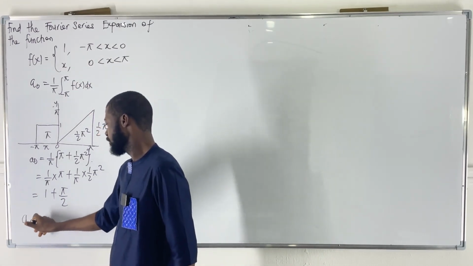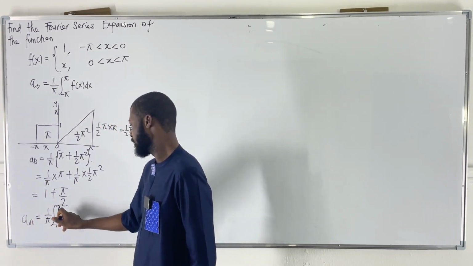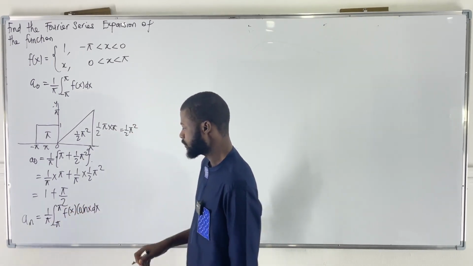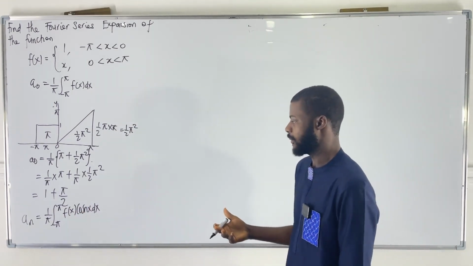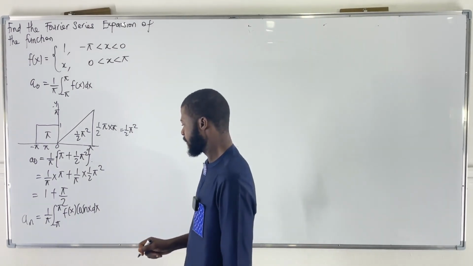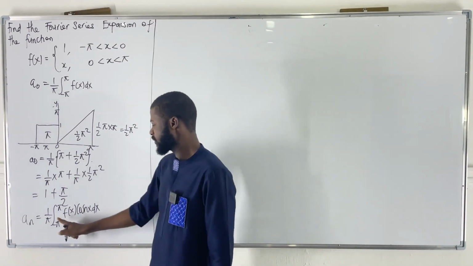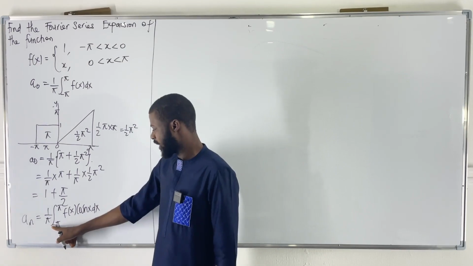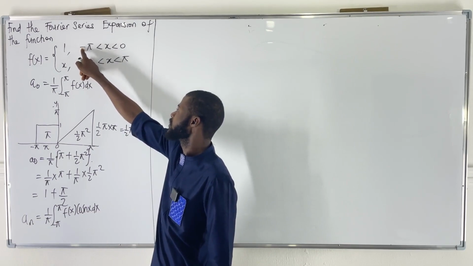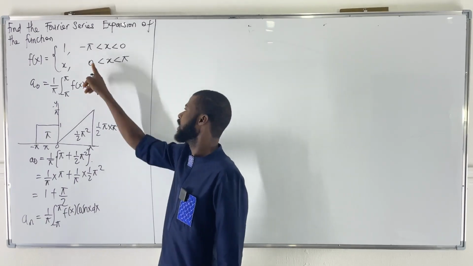So a sub n is 1 over pi integral from minus pi to pi of f of x cos nx dx. Now remember to always identify what formula you're using. Okay, now the thing is, there was no single function value in our equation that ran from minus pi to pi. If you look at this correctly, no value is from minus pi to pi, no single value. Instead, we have minus pi to 0 first, then 0 to pi.